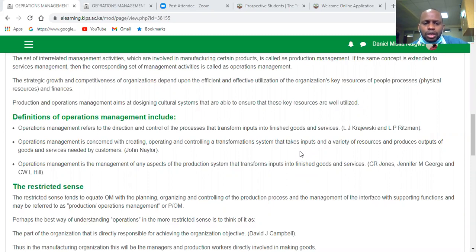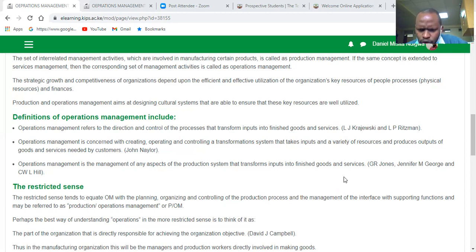is referred to as operations management. John Naylor, on the other hand, defined operations management as creating, operating, and controlling a transformation system that takes inputs and a variety of resources and produces outputs, goods, and services needed by the customer. So John talks about a transformation system that involves inputs, which it converts into goods or services, referred to as output, that customers are able to get and be satisfied.